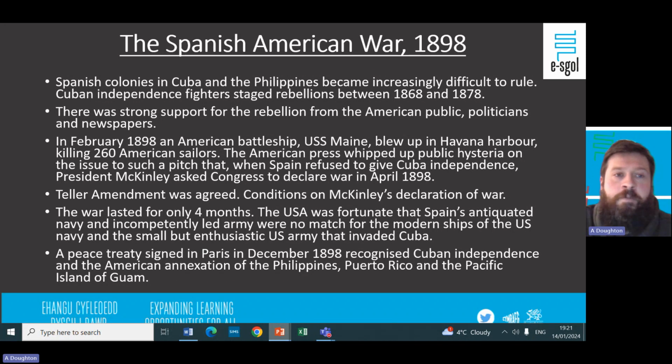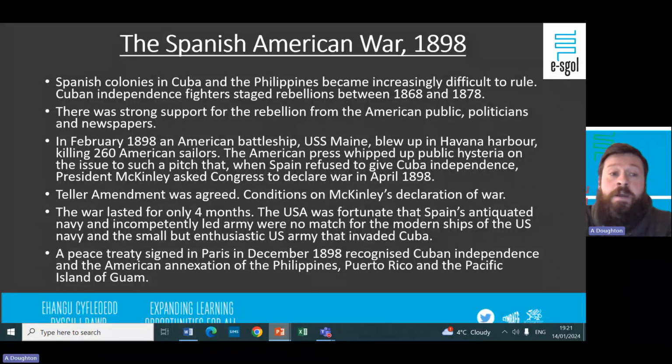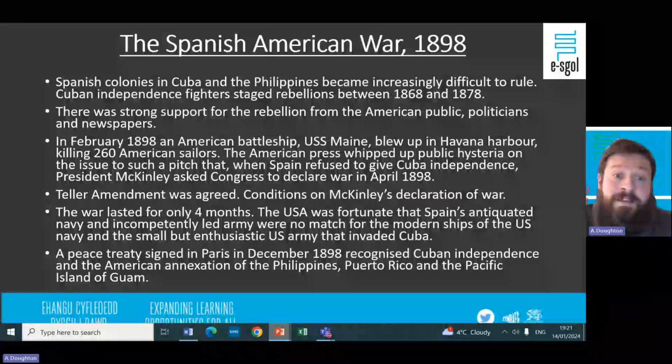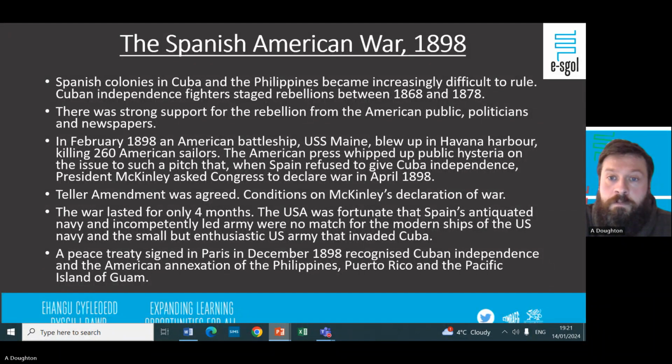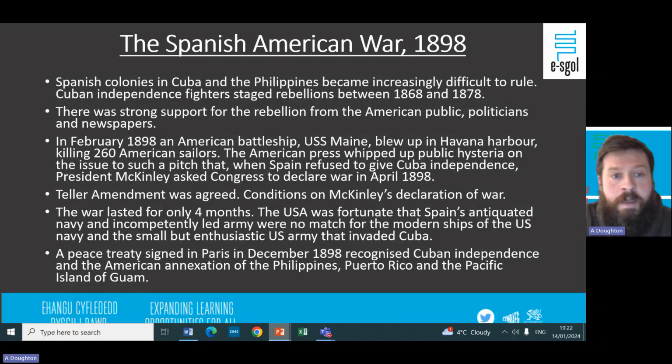Now, in February 1898, an American battleship, the USS Maine, blew up in Havana Harbor. They've looked into it, and it's unlikely that this was actually a Spanish attack. However, the newspapers whipped up hysteria, and they used it as a reason to get involved. When Spain refused to give Cuba independence, McKinley asked Congress to declare war. They do agree to declare war.